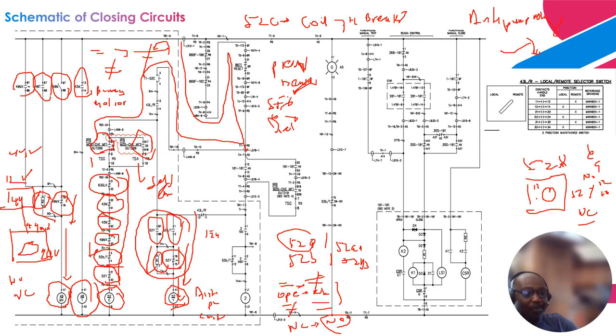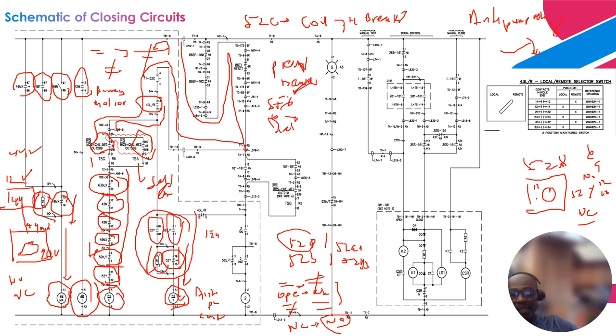Okay. So next on the string is 43LR. Okay, so 43 is a control switch, right? As you can see, this is basically the layout of the control switch that tells you the positions, and basically it's a contact handle, right?